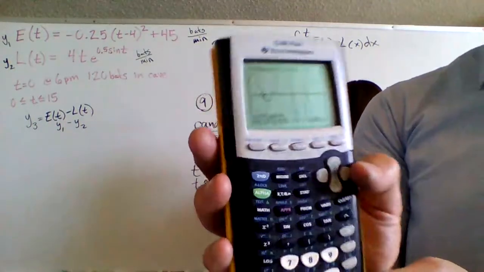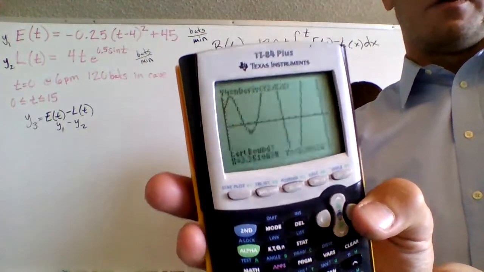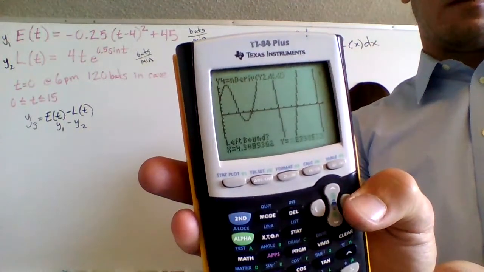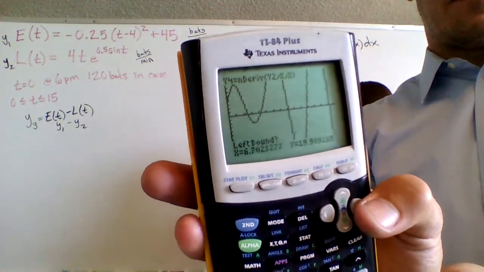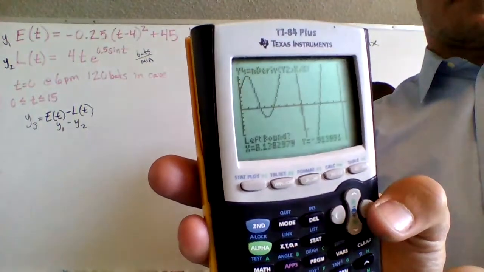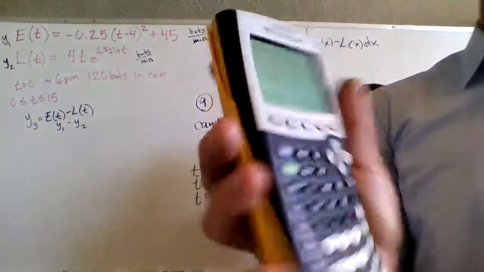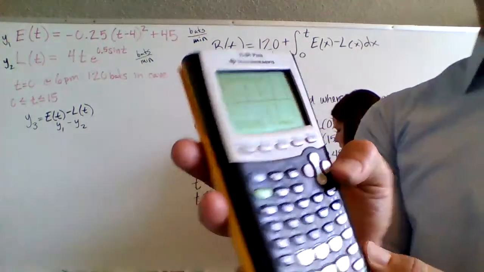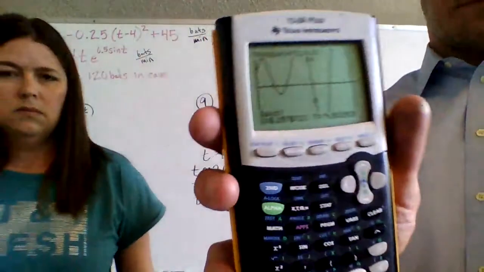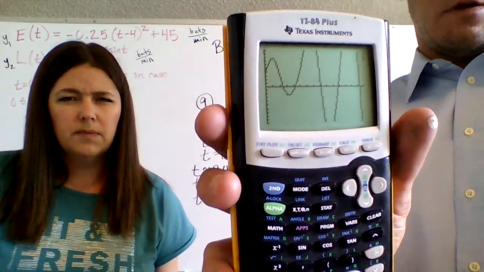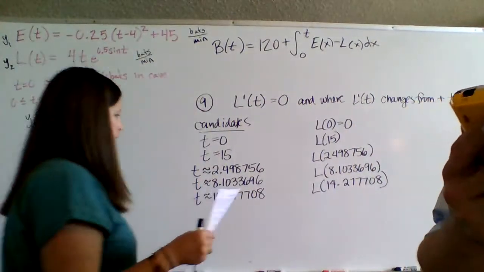Okay, so once again, it's asking for left bound. We don't care about where it's changing from negative to positive. So I can keep going over to the right there. Oh, too far. Okay, so there I'm definitely left bound. Hit enter, right bound, go to the right a couple clicks. And there's our next one, 8.1033 blah blah blah. Yep.